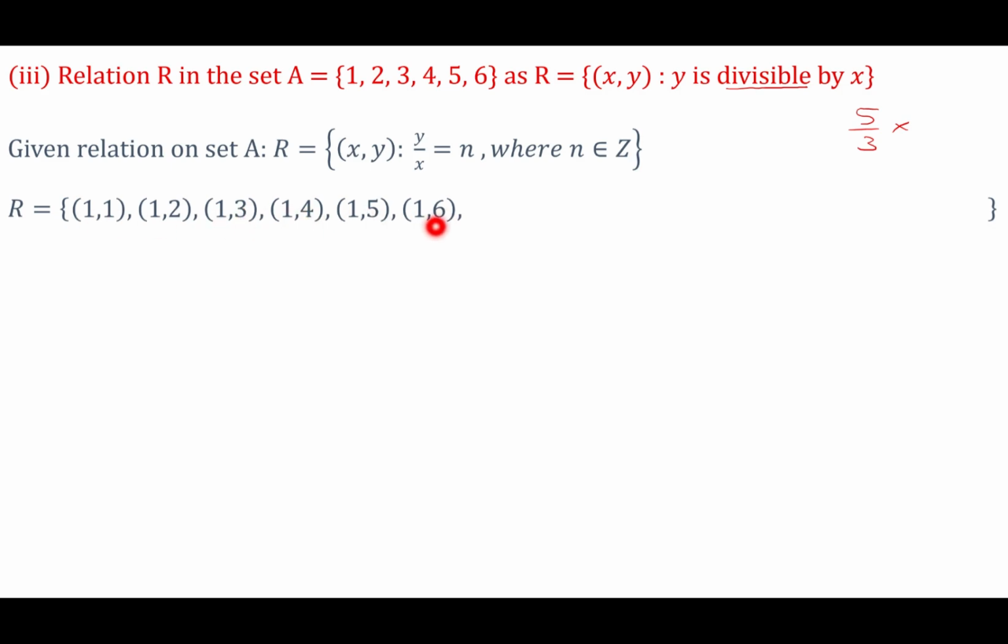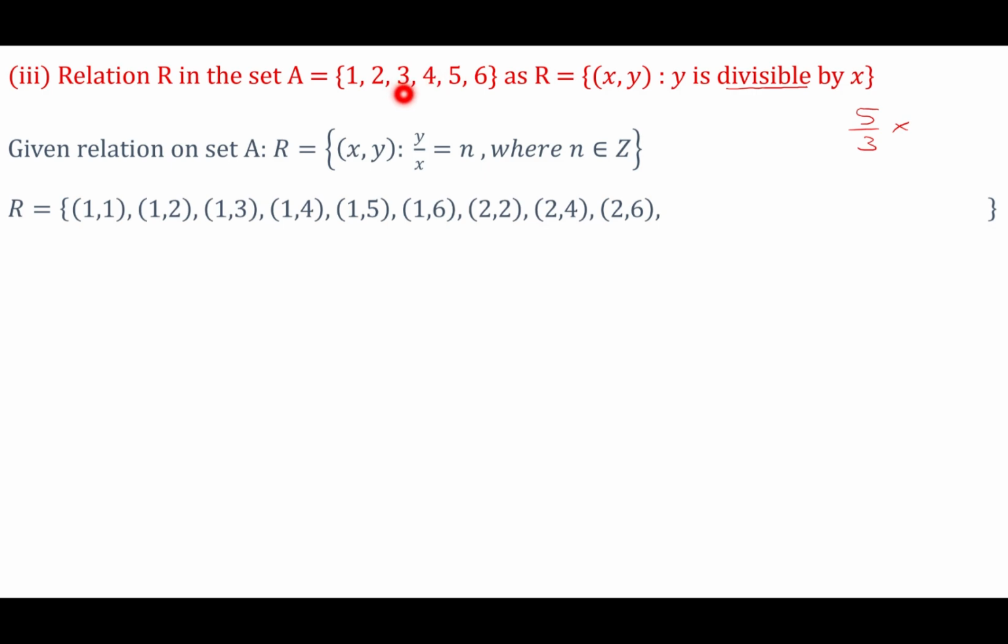All these are divisible. Now, if I say 2 3, which is not possible, so I cannot write 2 3 as an ordered pair in this relation. Can I write 2 4? Yes, because 4 divided by 2 is possible. Can I write 2 over 2? Yes, because 2 over 2 is 1. 2 over 6, which is 3.